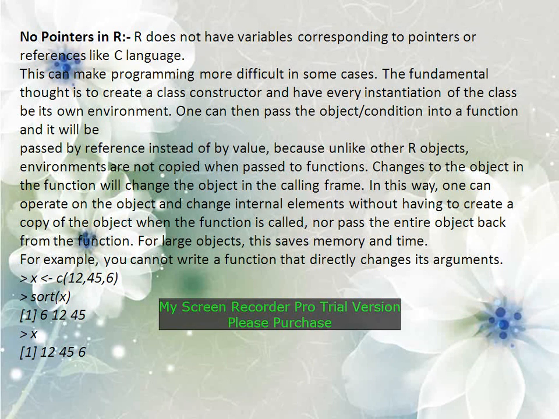Unlike other objects, environments are not copied when passed to functions. So a change to the object in the function will change the object in the calling frame. Pointers refer to an extra memory location which can internally pass to references and change the environment. In this way, one can operate on an object and change internal elements without having to create a copy of the object when the function is called. For large objects, this saves memory as well.